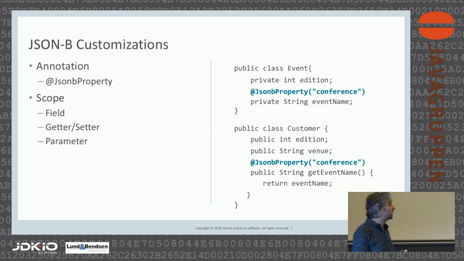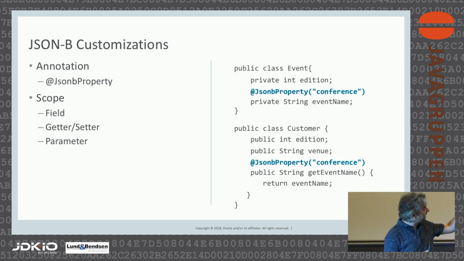And you, developer, have the ability to override that default behavior. So for example, if you look at the right side, our string is called event name. So if we don't specify anything, and if we would convert that to a JSON payload, the key value would be event name. But given that I'm using this JSONB property, it would be conference instead of event name.